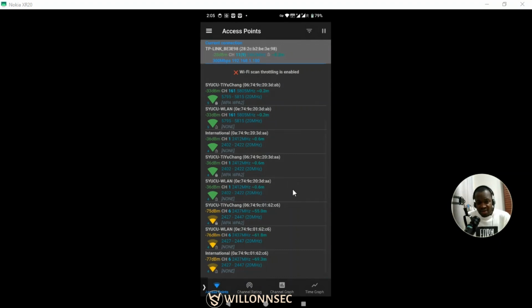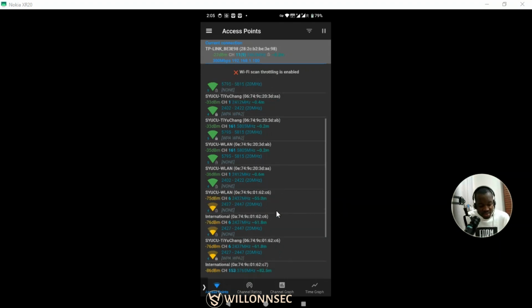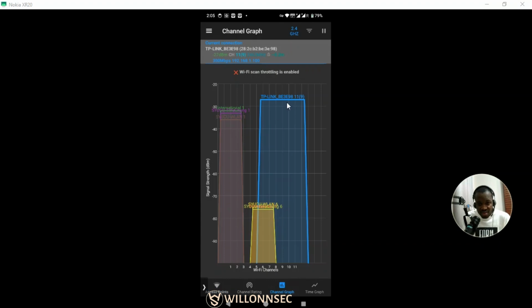Now you can see the list of all networks around me, and their signal strength. I have my router, which is TP-Link, and I see how fast the network is, and you can see the channel number, a lot of information about this network, the frequency. All right, so now let me go to graph. Then you can see the signal strength, and the IP address of my router, and time graph.